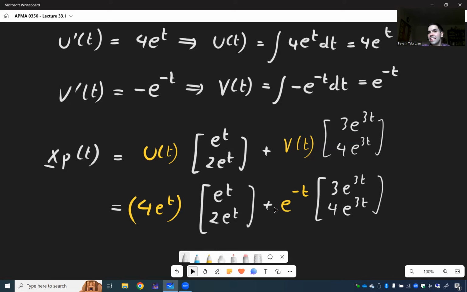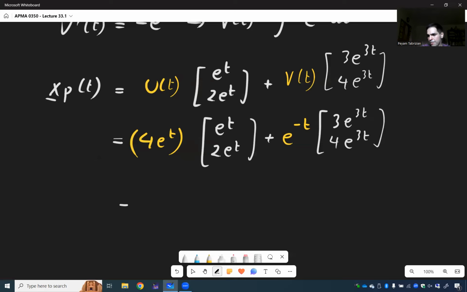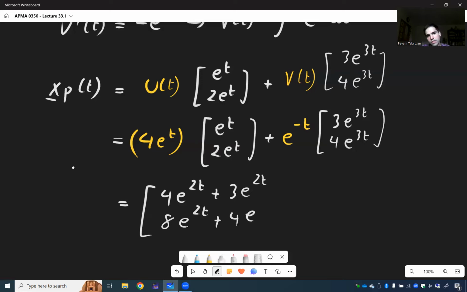And well, here we have exponential terms, so it's actually good to simplify this. So this is the same thing as, I think, 4e to the t times e to the t, so 4e to the 2t, and then plus 3e to the minus t times e to the 3t, so 3e to the 2t, and then 8e to the 2t plus 4e to the 2t. And that becomes 7e to the 2t, and then 12e to the 2t.